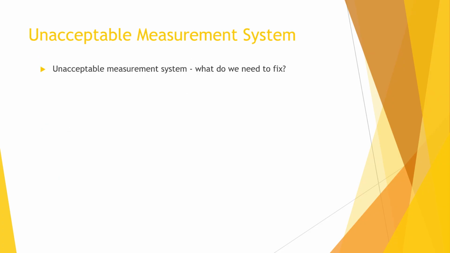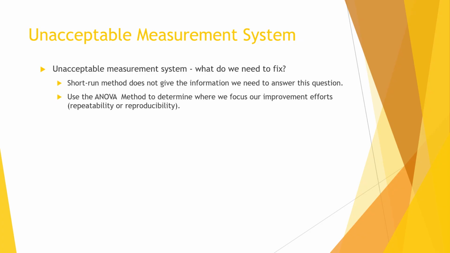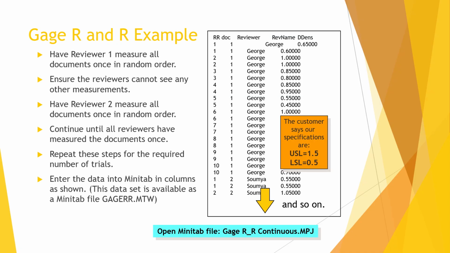Unacceptable measurement systems. What do we need to fix it? Short run method does not give the information we need to answer this question. You use the ANOVA method to determine where we focus our improvement efforts. So we both have high repeatability and reproducibility.